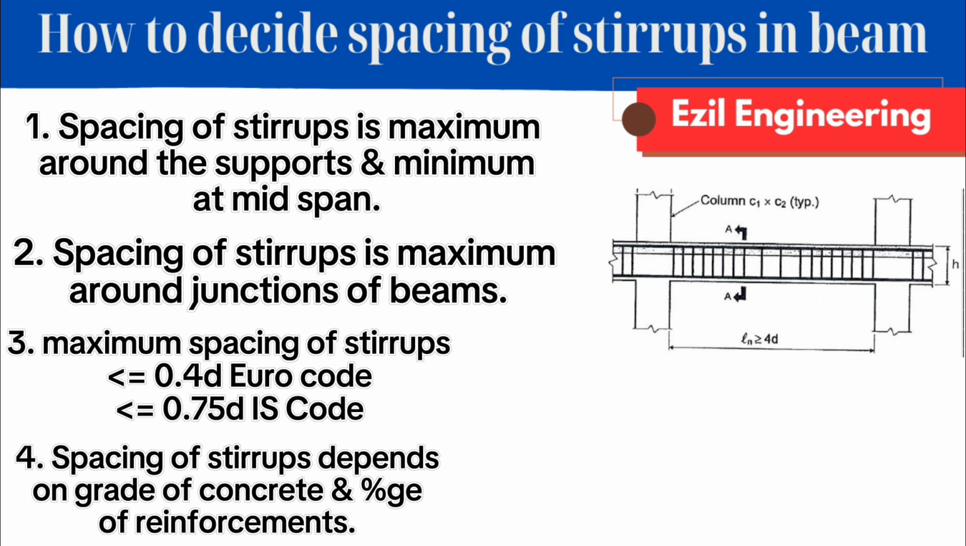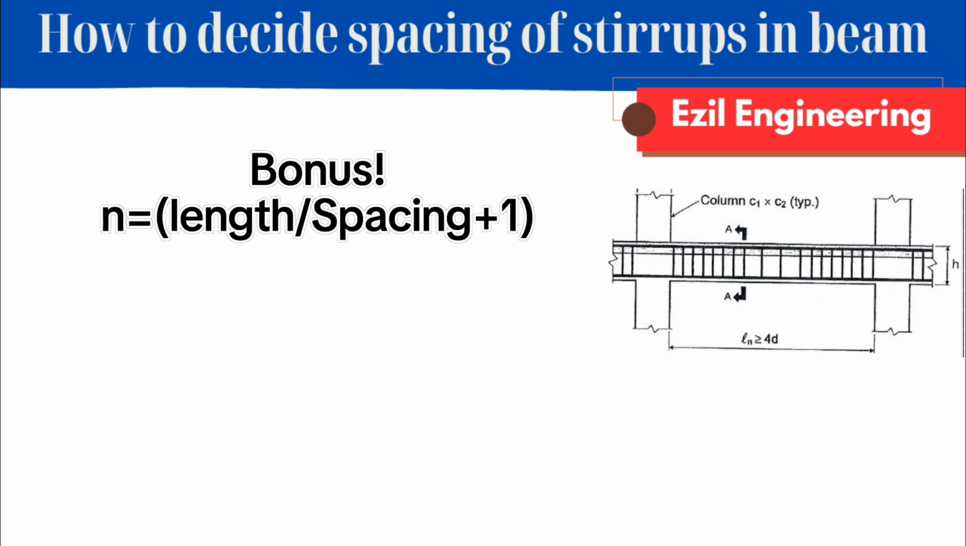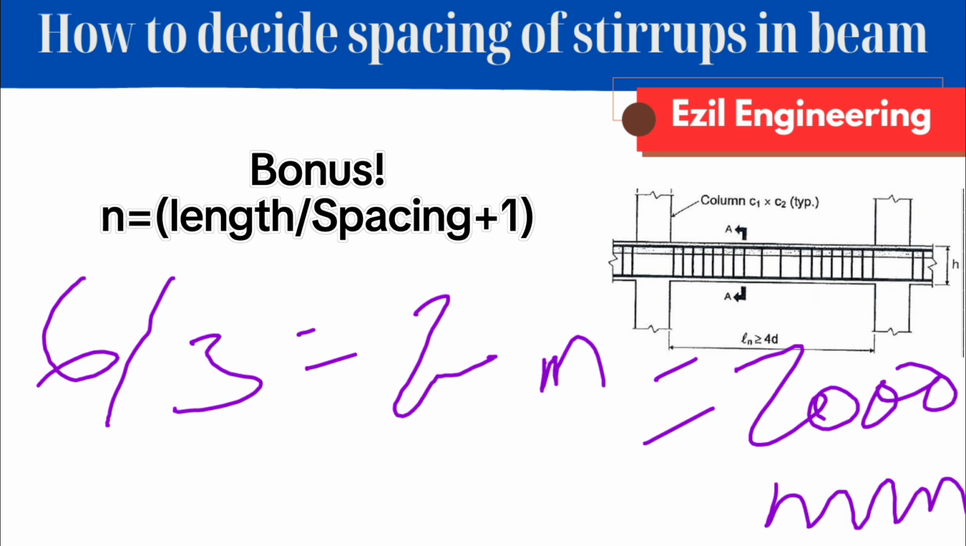I want to tell you one important bonus point, which is that the total number of stirrups is equal to the total length of the beam divided by the provided spacing, plus 1. As an example, let's take a 6 meter span beam. Total length of beam is equal to 6 meter. If you divide this 6 meter by 3, that is total length over 3, we get 2 meter, which is 2000 millimeter.